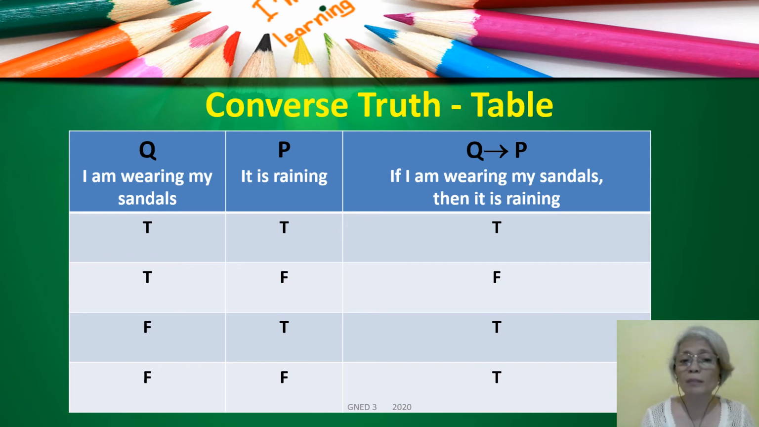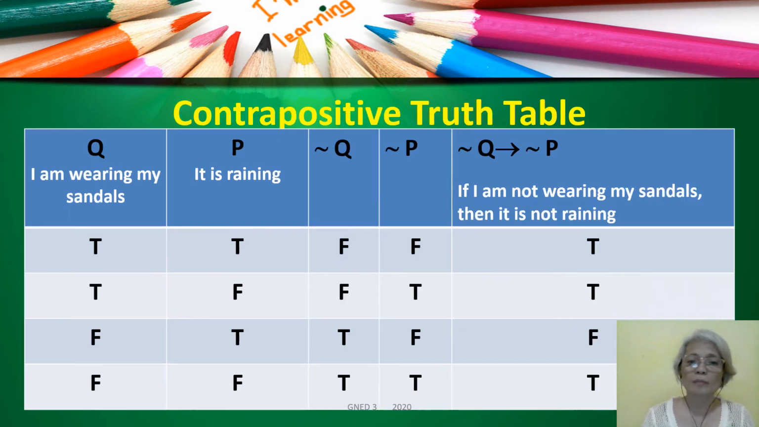And then the converse, Q implies P, will only be false if Q is true but P is false. All the rest will yield a true converse statement. And then the last one, contrapositive, not Q implies not P. The same rule applies. The contrapositive will be false if not Q is true and not P is false. All other combinations will yield a true contrapositive.